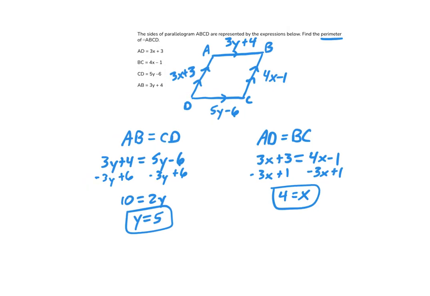So that's another reason why the picture, I think, is helpful here. I'm going to take 5 and plug it in here for y. 3 times 5 is 15. 15 plus 4 is 19. If I plug it in here, 5 times 5 is 25. 25 minus 6 is 19. These two sides better be equal to each other, right? If they're not, we've done something wrong. They're both 19, so that's good news. I'm going to plug 4 in for x. 4 times 4 is 16. 16 minus 1 is 15. On the other side, 3 times 4 is 12. 12 plus 3 is also 15.